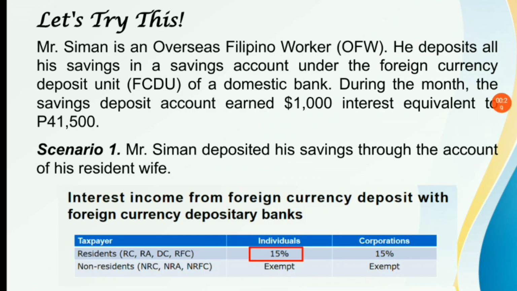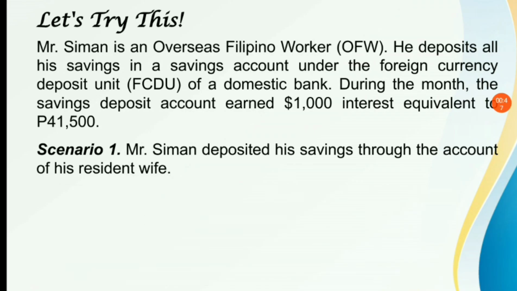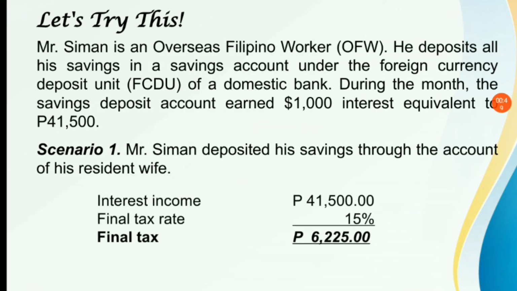Okay, so what we use for the computation is already the amount of interest income in pesos. So therefore, 41,500 pesos interest income multiplied by the 15% final tax. So the answer, or the final tax, would be 6,225 pesos. So this is the final tax to be paid for the interest income.